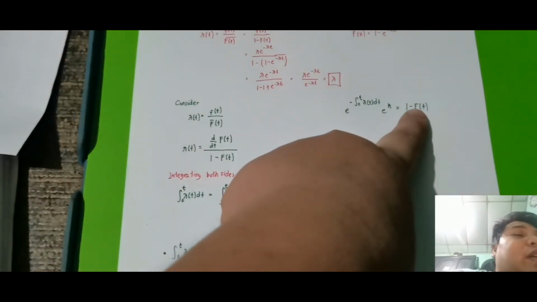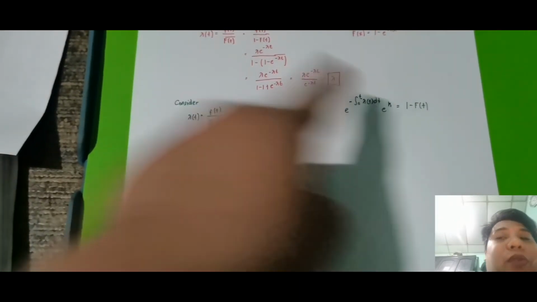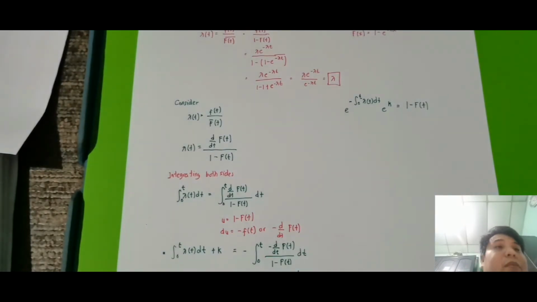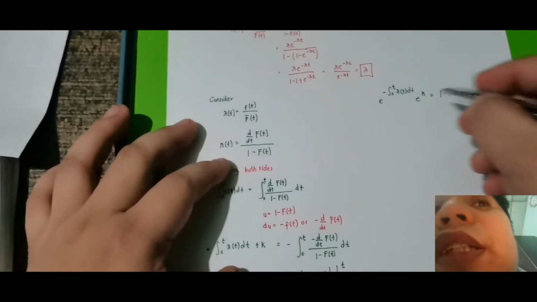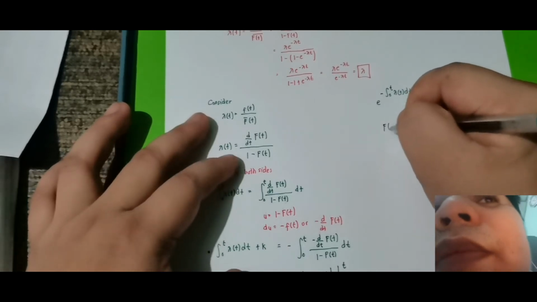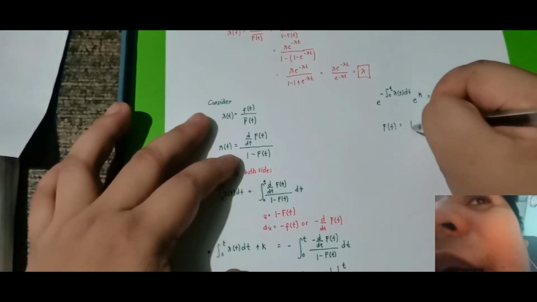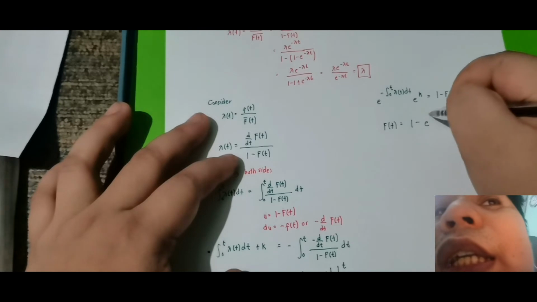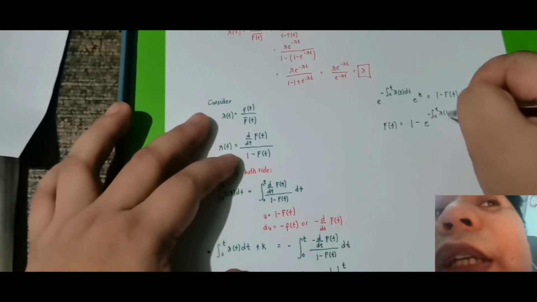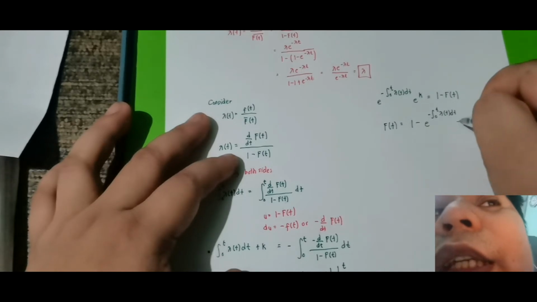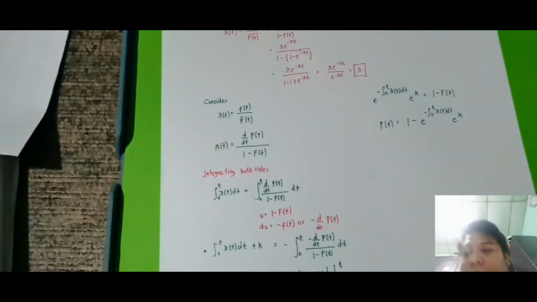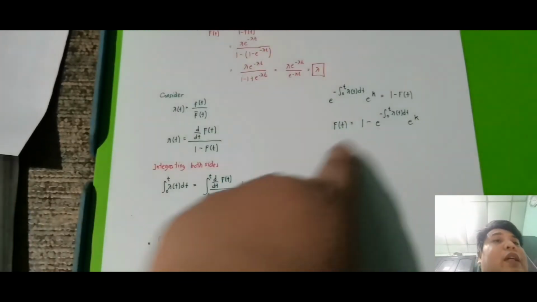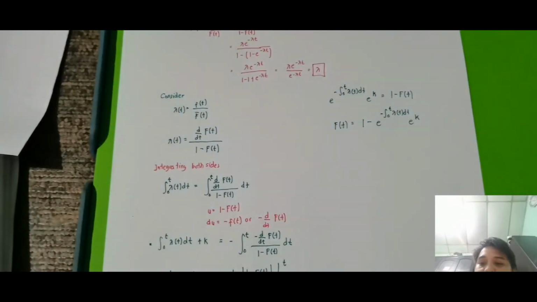Next is transpose natin yung negative f of t dito. Tapos ito yung transpose natin sa kabila para makita natin na mas maayos. Again, ito yung f of t is equal sa 1 minus e raised sa negative integral from 0 to t ng lambda of t dt, then e raised to k. Okay? So now, meron na tayong value na kung saan may value of integral sa loob or sa taas. So pwede natin siyang i-assume.